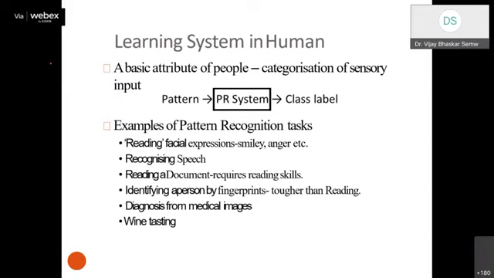First, reading facial expressions, smiley and neutral, such kinds of expression you can read by seeing the facial expression. For this, you need to provide the features related to the face. Second, recognize the speech, what a particular person is saying. Third one is reading documents, which requires reading skills. You have to read the data, you have to classify the data, you have to text it.